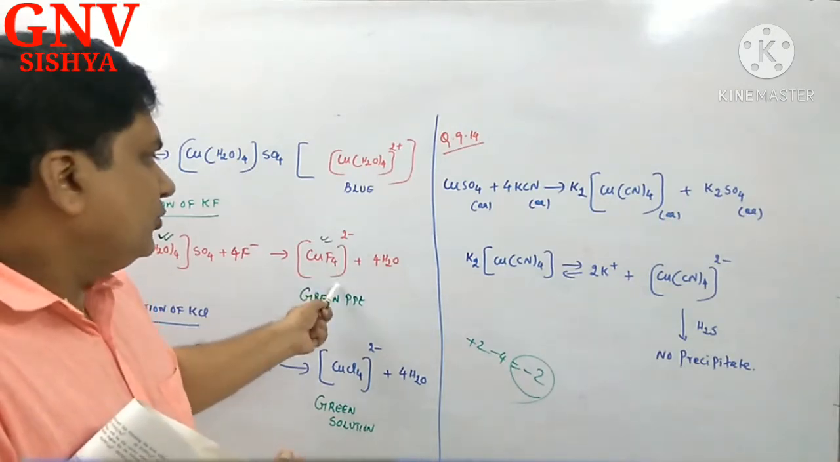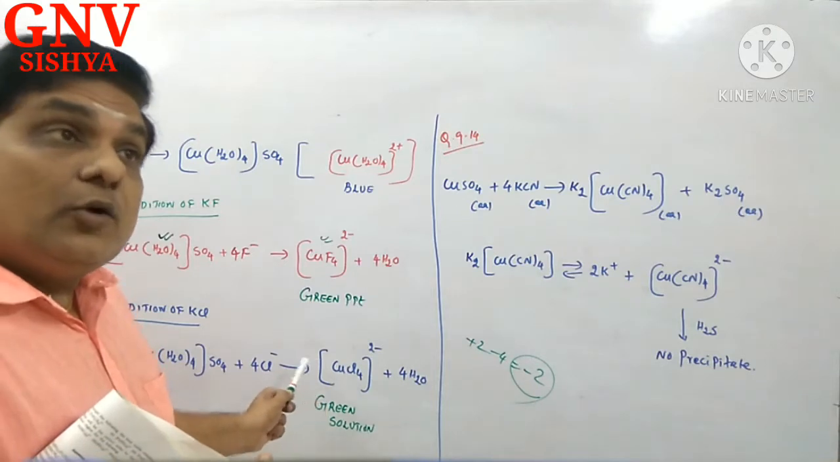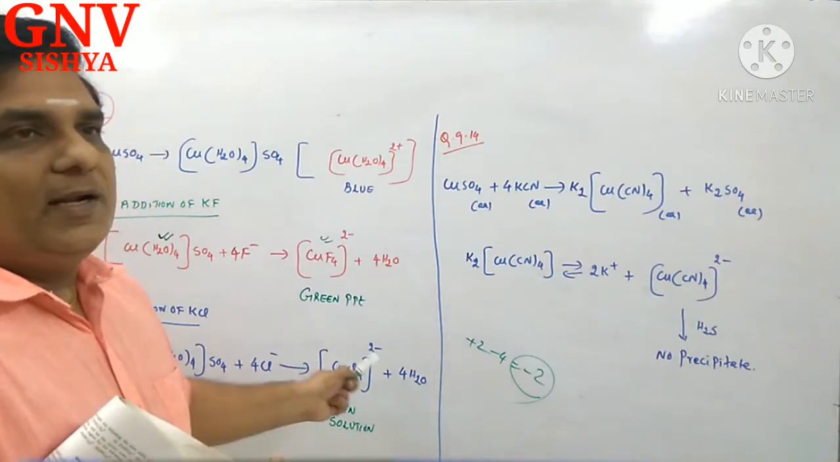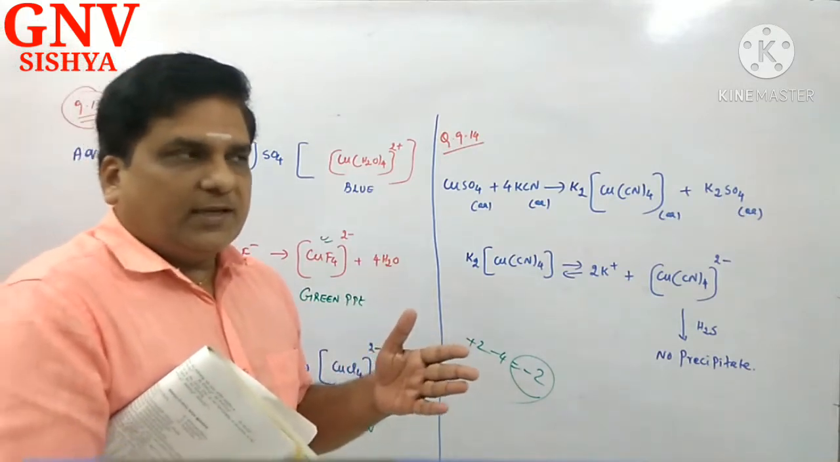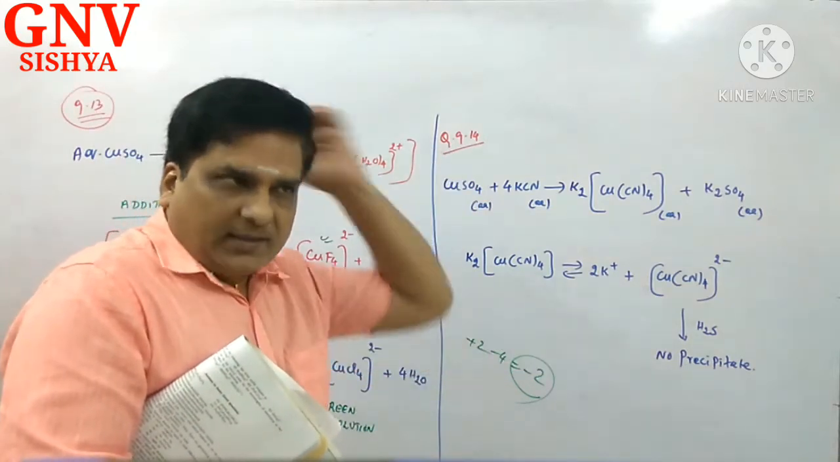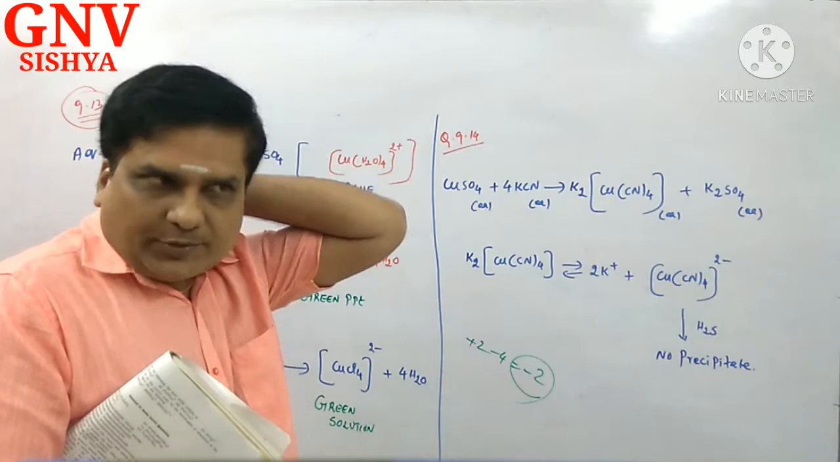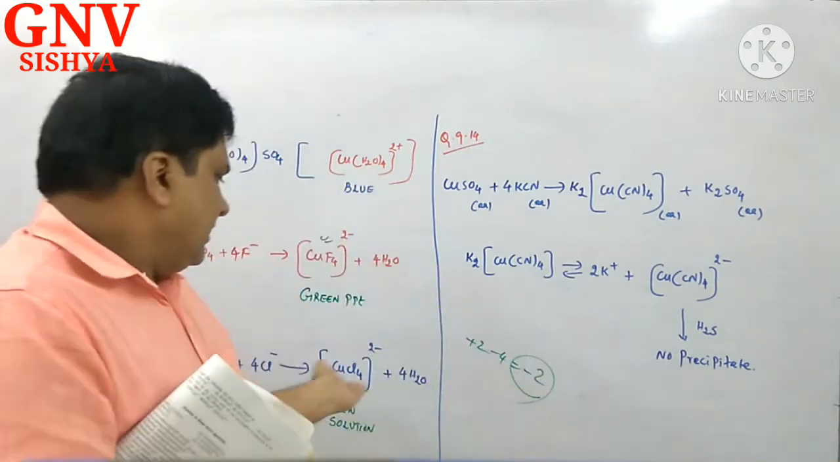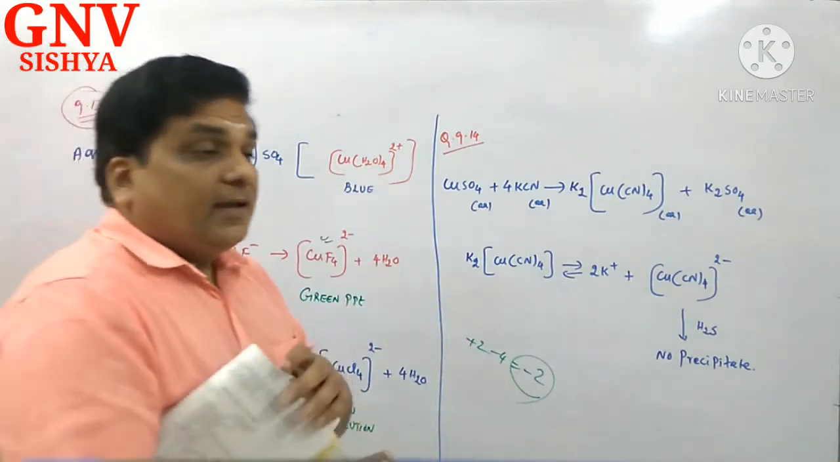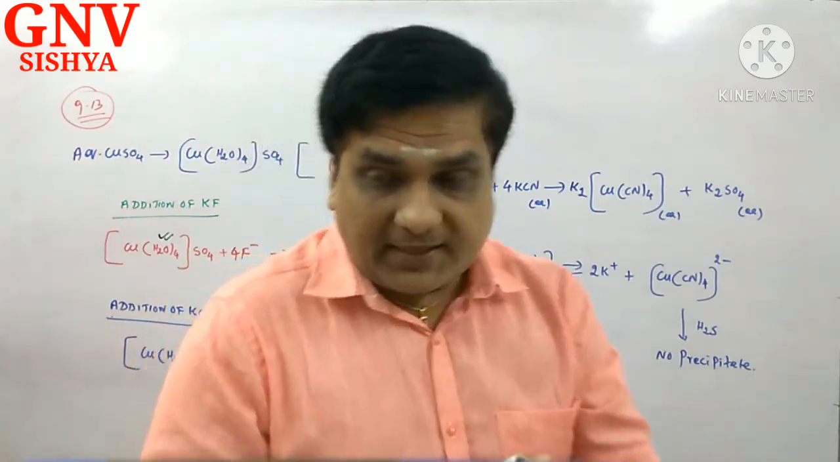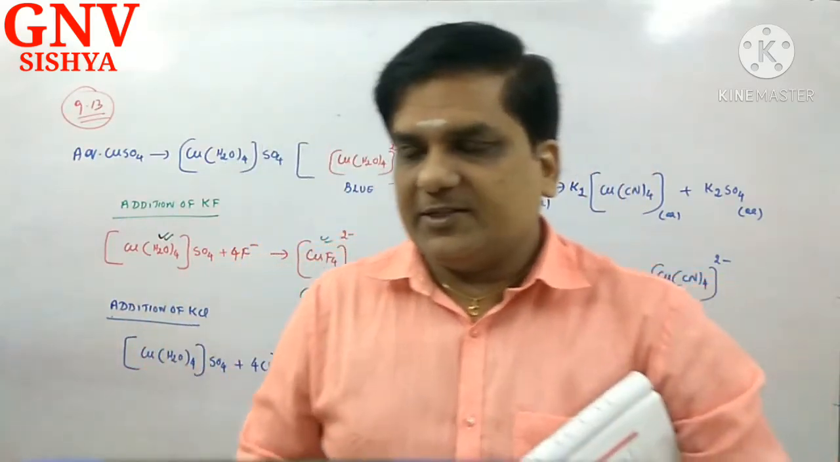Tetrafluoridocuprate(II) ion. This is tetrachloridocuprate(II) ion. So we come to a conclusion that the blue color copper sulfate solution, by changing the ligand, becomes what? Green. At this juncture, I would like to share with you one important feature.